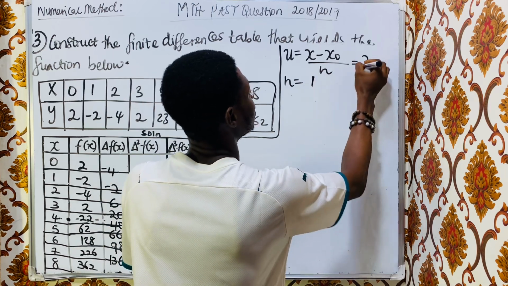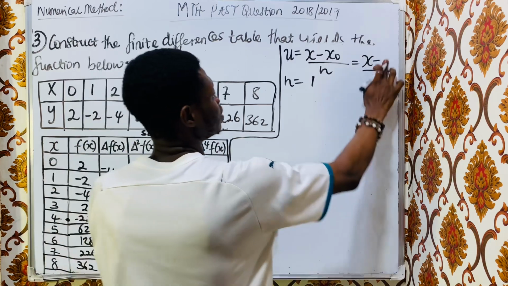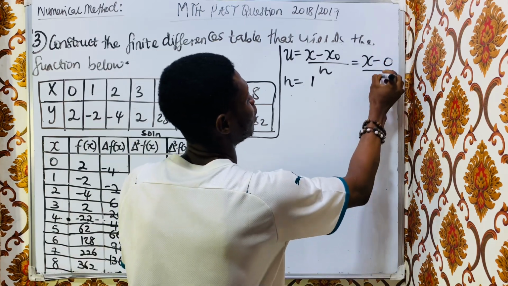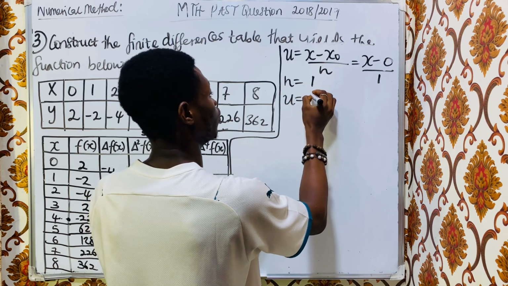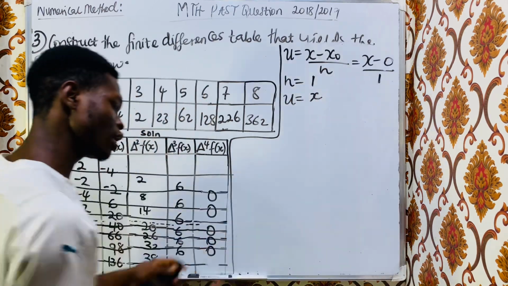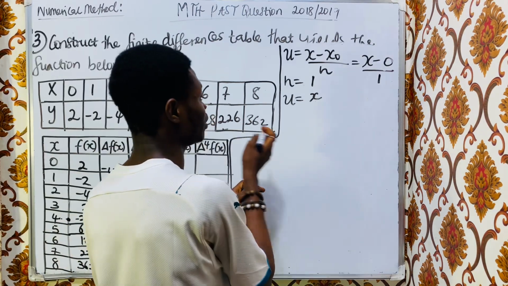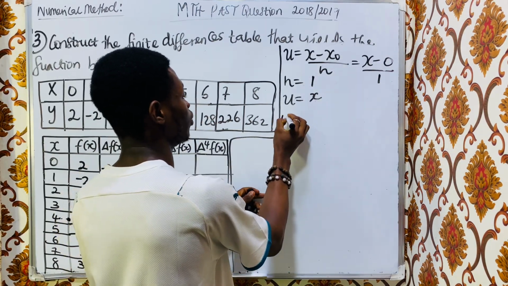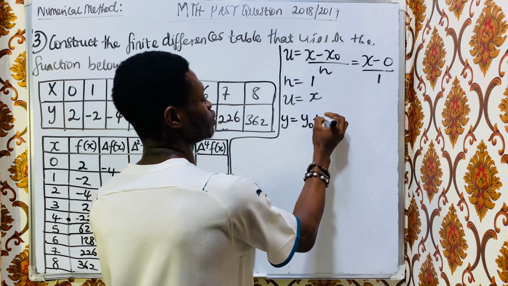So this thing will be x minus, sorry, our x naught is 0. So x minus 0 all over 1. So our u will be what? x. x minus 0 is x, over 1. So our u is x.